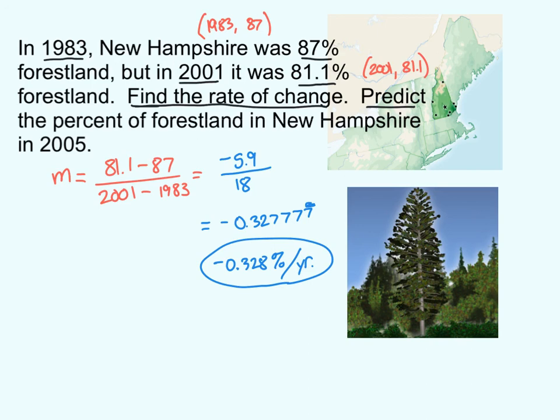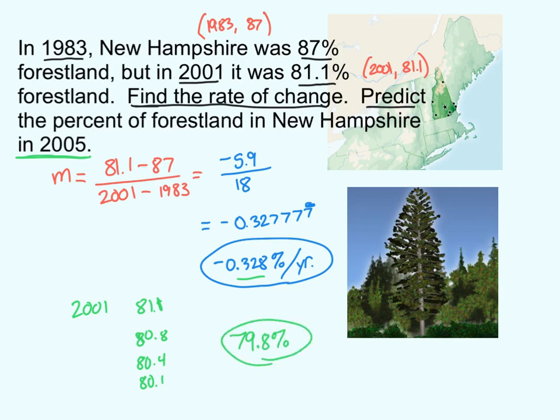Now what I have to do is figure out what is the percent in 2005. All right, remembering that in 2001 it was 81.1%, I would just drop the negative 0.328% for each year. So then I would be at 80.8% in 2002, 80.4% in 2003, 80.1% approximately in 2004, and in 2005 I'd be around 79.8% of the forest land in New Hampshire.